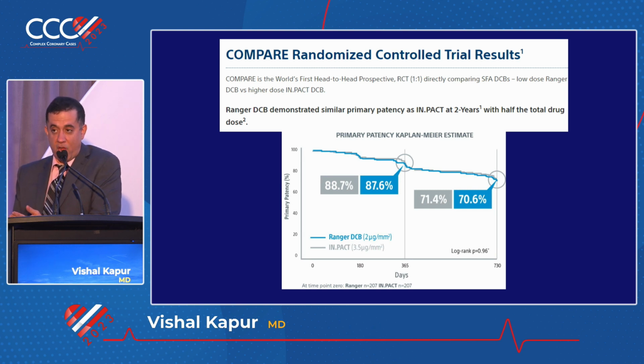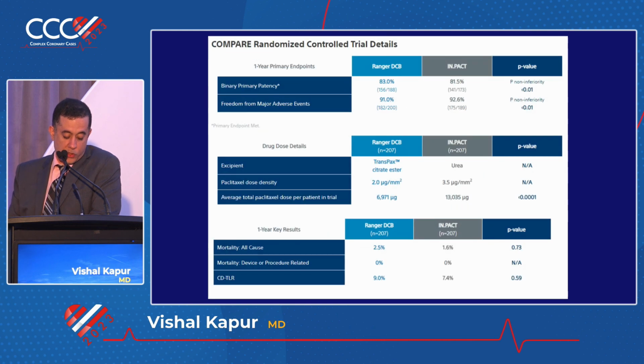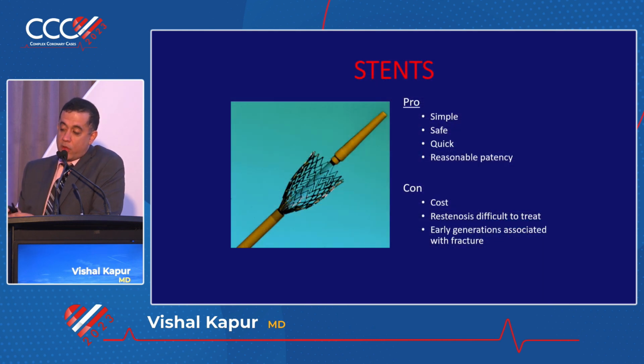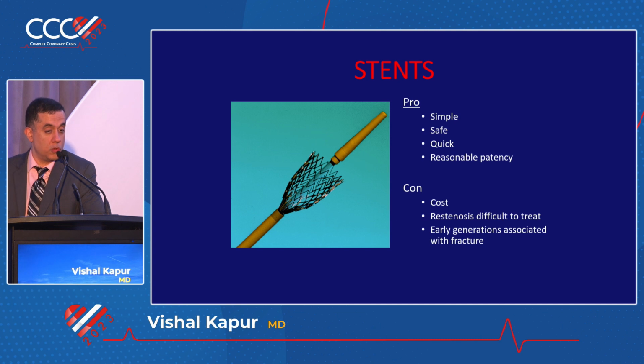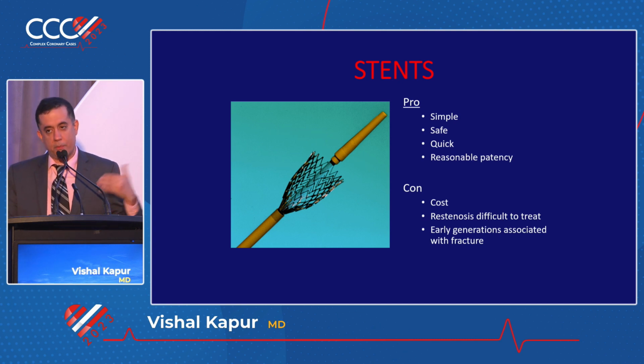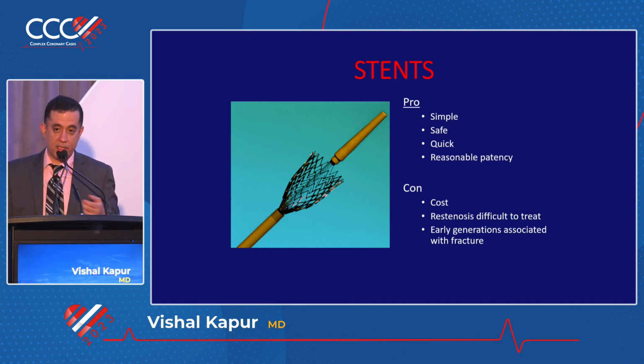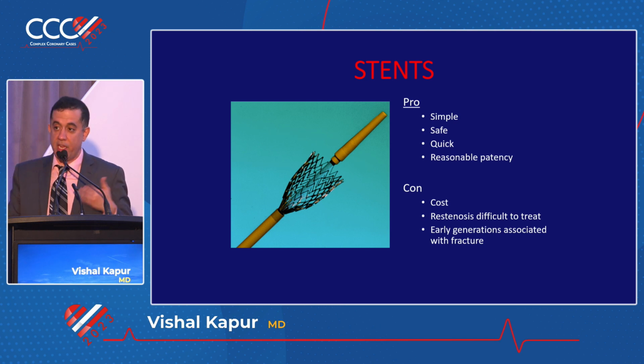This was the only real trial which compared one balloon to the other, the Ranger DCB, which was 2 micrograms, versus the Impact, and it showed that there was not much difference between the two arms per se. So drug-coated balloons have become our go-to definitive therapy. But in lesions which are non-yielding, very calcified, or where we have flow-limiting dissections, we move on to the stent part and see how stents can help us.